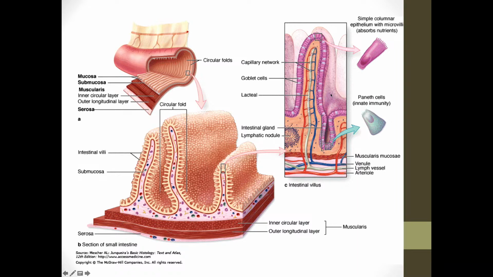Now in the columnar epithelium there are two different types of cells. They are absorptive cells and goblet secretory cells. So the epithelial cells are for absorption of the nutrients, and the goblet cells for secretion of mucus.